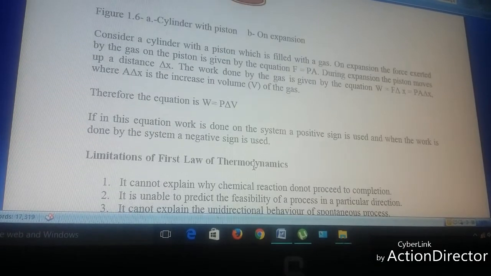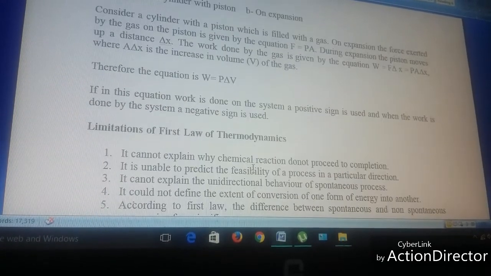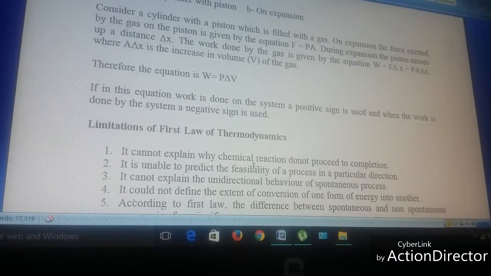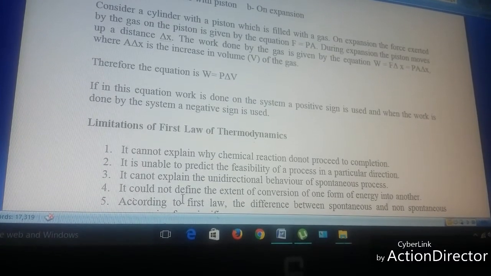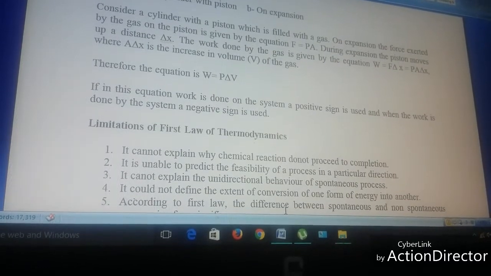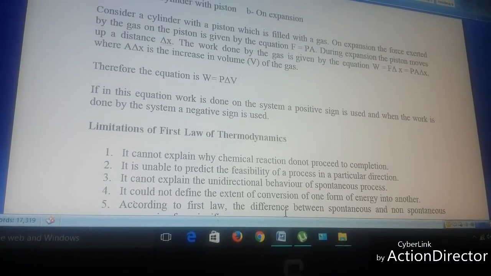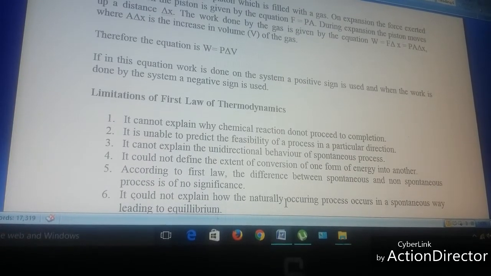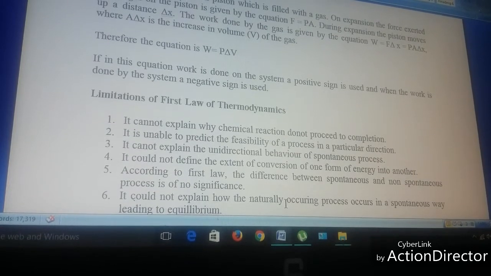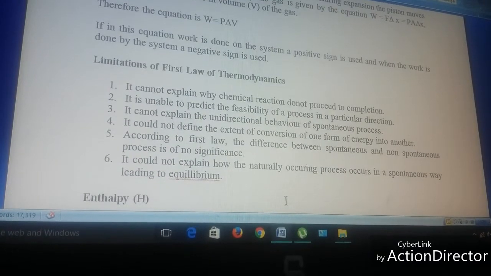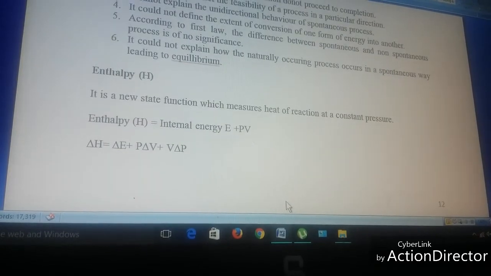So this was about the first law of thermodynamics, although it has certain limitations, because it cannot explain why a chemical reaction does not proceed to completion. It is not able to predict the feasibility of a process, and unidirectional behavior it cannot explain. It cannot explain the extent of conversion from one form of energy to another. And according to this law, the difference between spontaneous and non-spontaneous process is of no significance, and it cannot explain how the naturally occurring process occurs in a spontaneous way, leading to equilibrium.